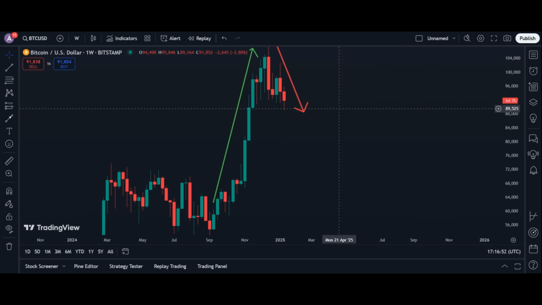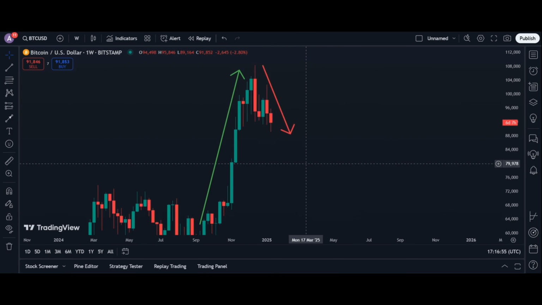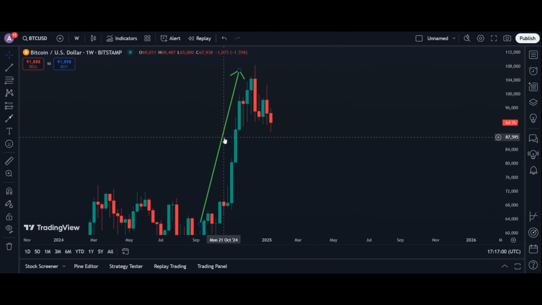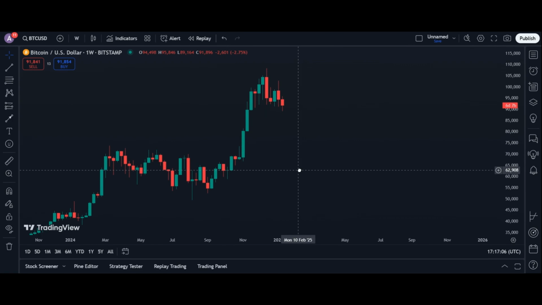If you want to draw the supply and demand zone, let me erase these arrows again. If we want to draw the supply and demand zone, we can see that at this area, approximately from about $60,000 till $73,000, you can see that there is a consolidation area and a lot of range and a lot of candles.